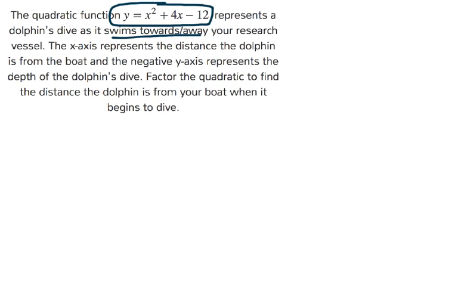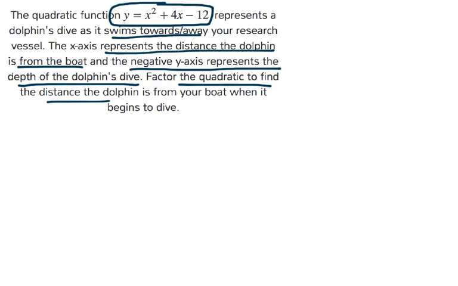It says the x-axis represents the distance the dolphin is from the boat, and the negative y-axis, which is below water, represents the depth of the dolphin's dive. Factor the quadratic to find the distance the dolphin is from your boat when it begins to dive. Okay, so that's the negative case.